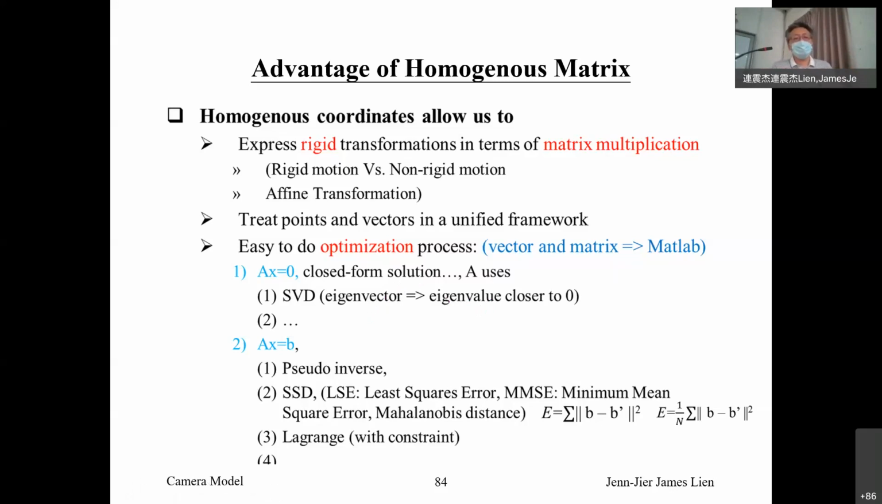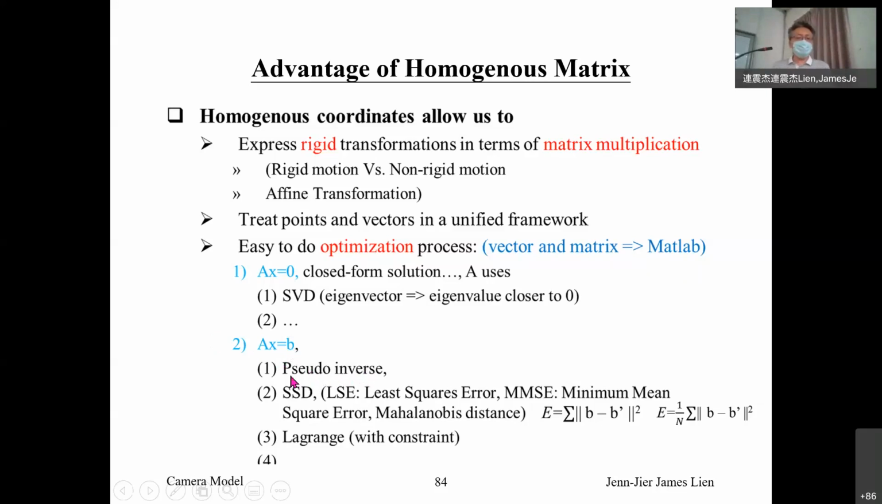When you have Ax equal to 0, we call it the closed-form solution. You use SVD, and then you find the eigenvalue equal to 0. That term corresponds to the eigenvector, and that eigenvector will be your answer. That's called the closed-form solution. If it is Ax equal to B, there are several solutions.